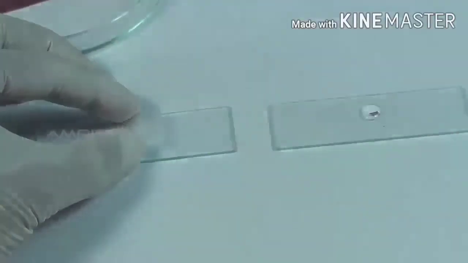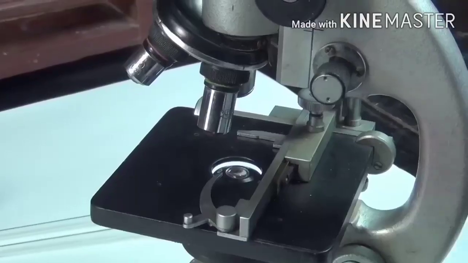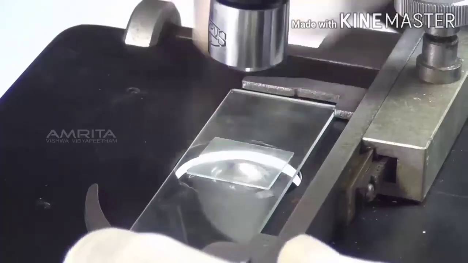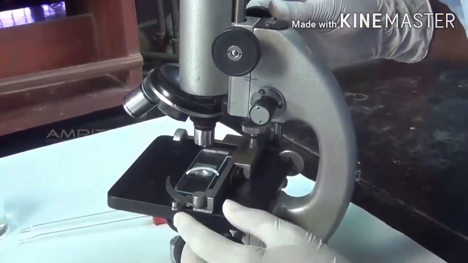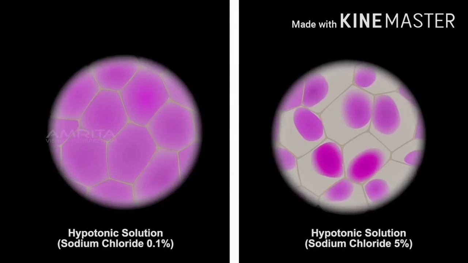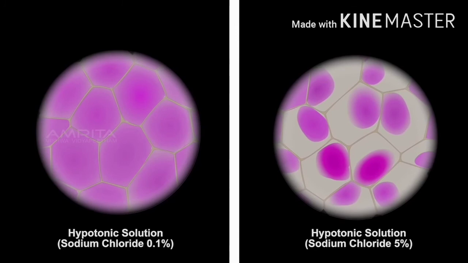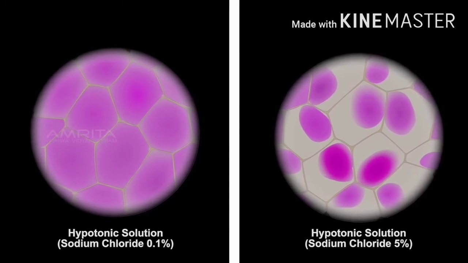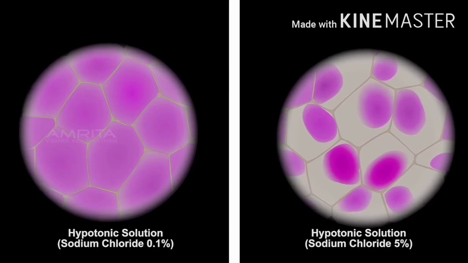Place a cover slip over the peel of both slides using a needle. Place the slides one by one under the compound microscope and observe them. Observation: after half an hour, we can observe that cells in sodium chloride 0.1% solution appear turgid, while cells in the sodium chloride 5% solution show plasmolysis.